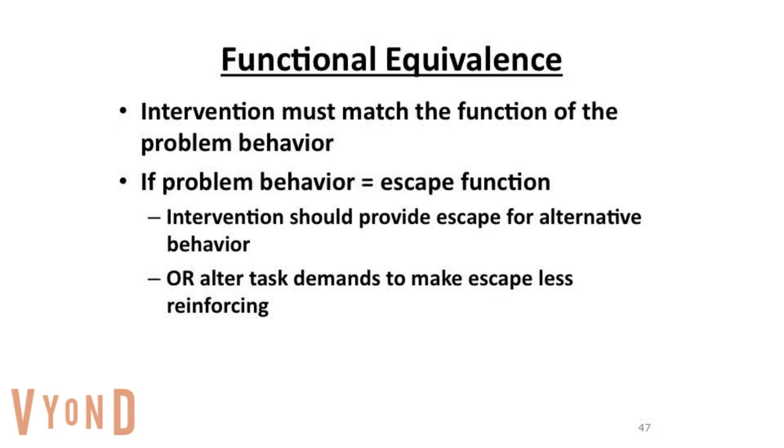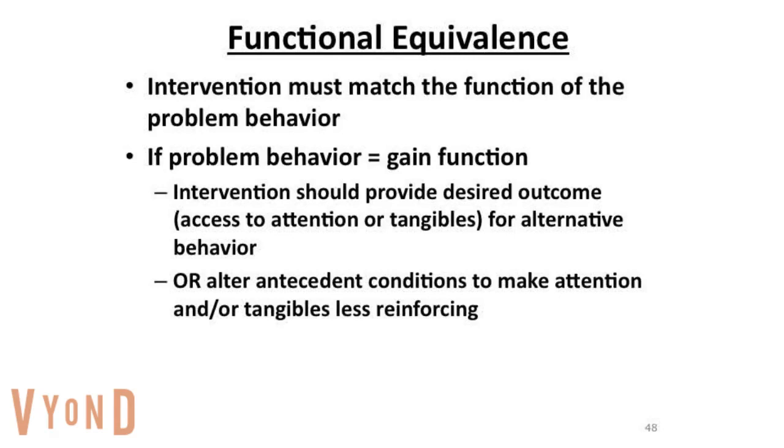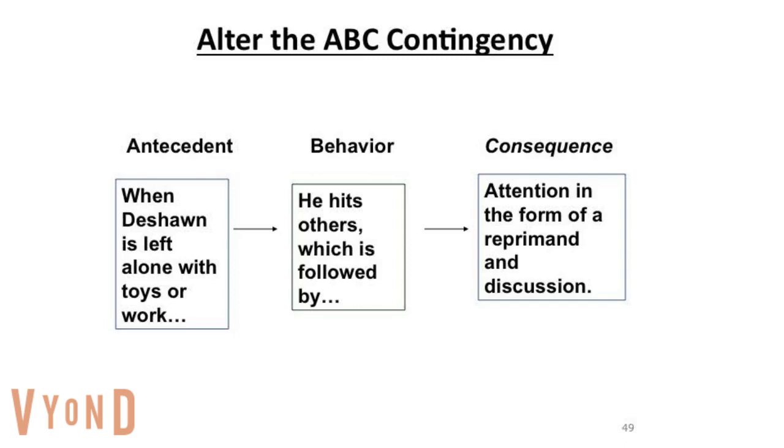Interventions and replacement behaviors must have functional equivalence to the problem behaviors. In other words, we must make sure that the interventions address the functions that maintain the problem behavior. If a problem behavior served a function to gain access, the replacement behavior should meet the same function. We can also alter antecedents to make the problem behaviors less reinforcing. We can alter the ABC contingency.